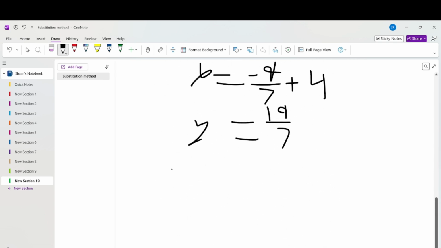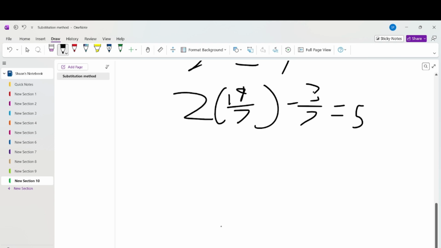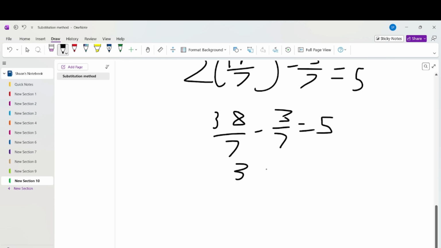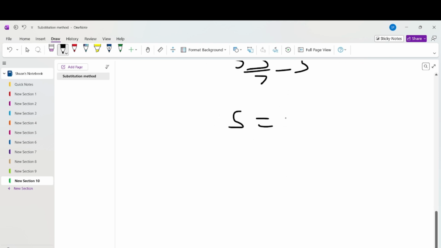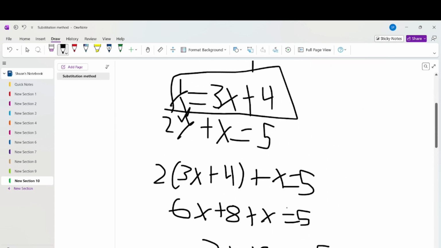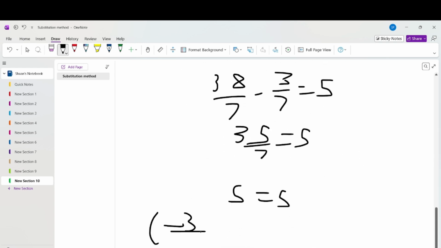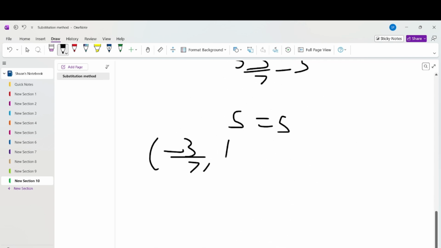So 2y, so 2 times 19 over 7 plus x, which is just minus 3 over 7, is equal to 5. So 2 times 19 is 38, so 38 over 7 minus 3 over 7 is equal to 5. So 35 over 7 is equal to 5, and 35 over 7 is 5, so 5 is equal to 5. What this tells us is that both of these equations, or lines, y is equal to 3x plus 4 and 2y plus x is equal to 5, intersect at the point negative 3 over 7, comma 19 over 7.